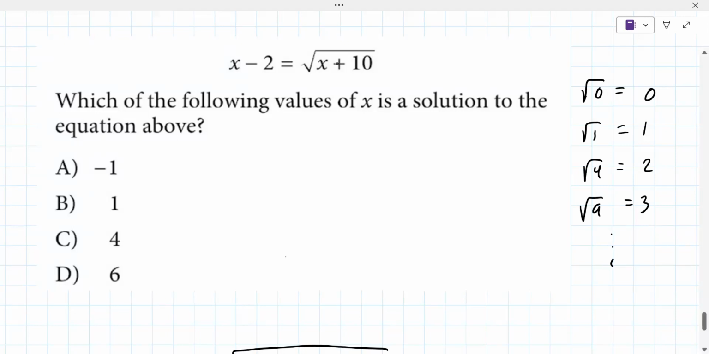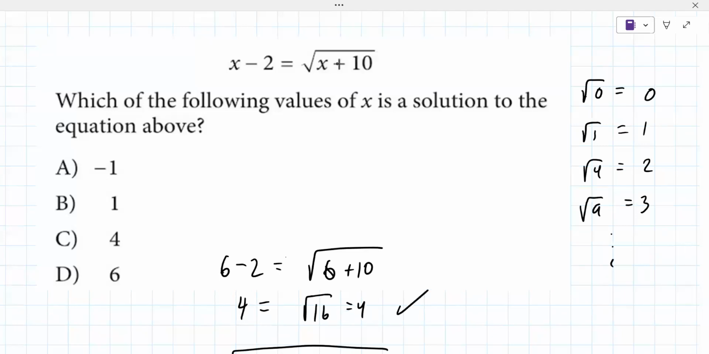So that again, does that work on both of them or just the right? Well, 6 minus 2 is 4, and 16 squared is 4. The square root of 16 is 4. Yes. Good.